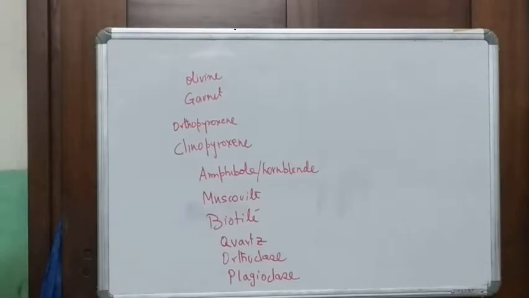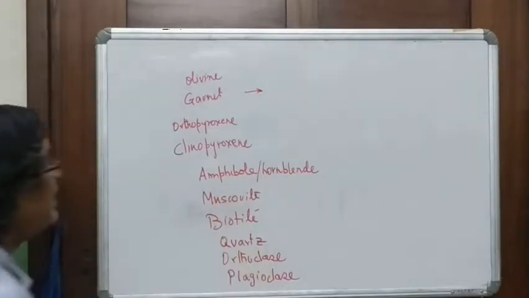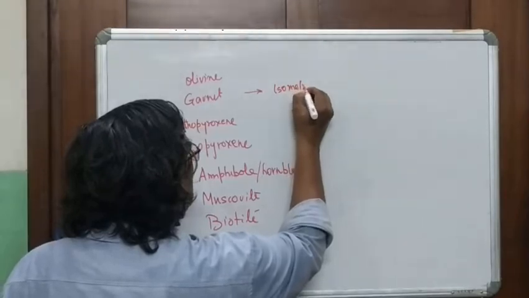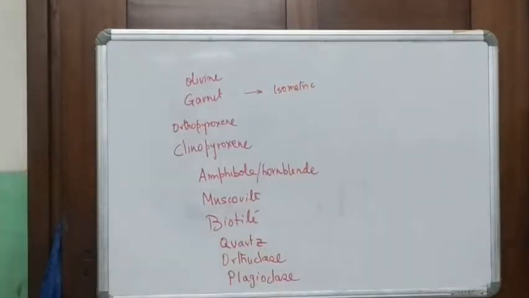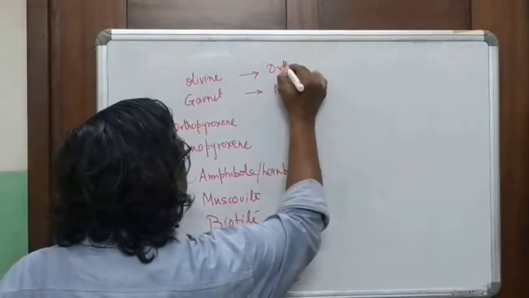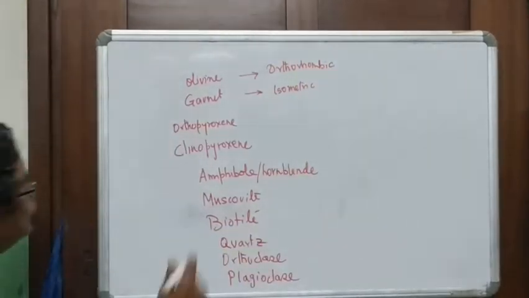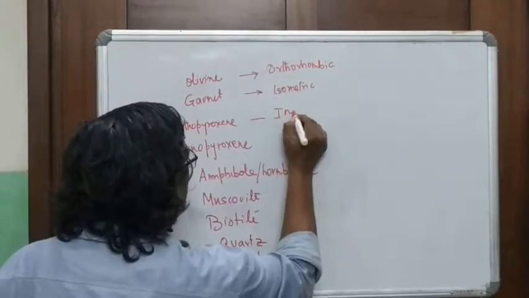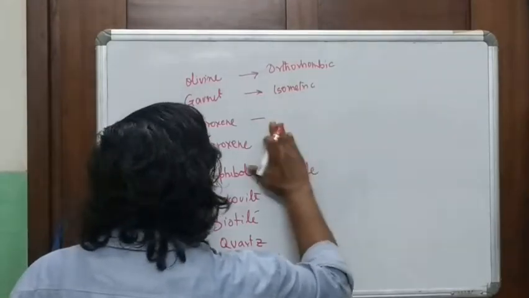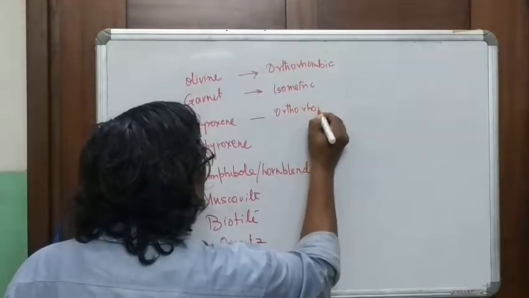Now, importantly, garnet, you should remember this, garnet crystallizes in the isometric system. You must remember this. Garnet is in the isometric system. Olivine, this forms in the orthorhombic system. Orthorhombic system. Orthopyroxene is an inosilicate. Orthopyroxene is in the orthorhombic system.